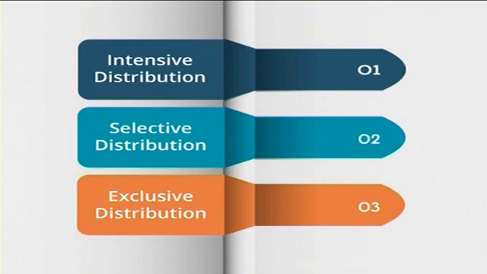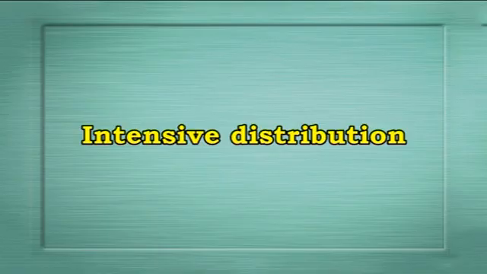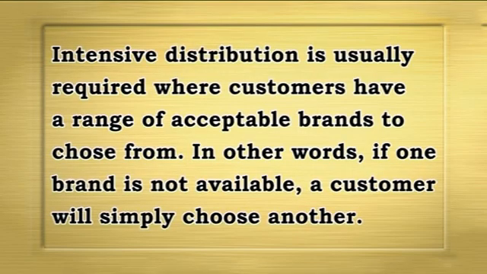Distribution intensity. There are three broad options: intensive, selective and exclusive distribution. Intensive distribution aims to provide saturation coverage of the market by using all available outlets. Intensive distribution is usually required where customers have a range of acceptable brands to choose from. In other words, if one brand is not available, a customer will simply choose another.